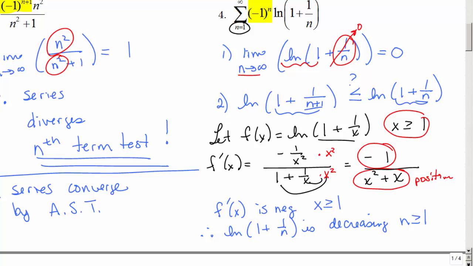Now I know you're going, why did I go through this? Because you're going to have to do that at least on one problem on the test. So you need to make sure that you understand why we're taking the derivative. If the derivative is negative on our given interval, then we know the corresponding sequence is decreasing on that same interval. And that's what I had to show for the alternating series test.